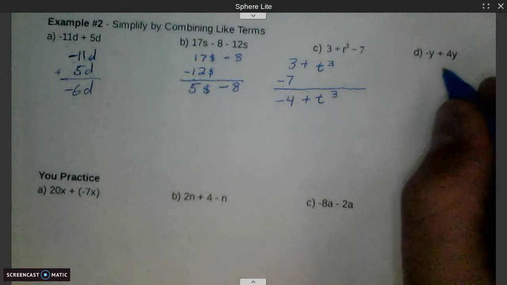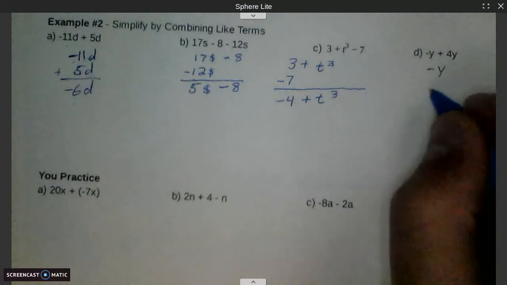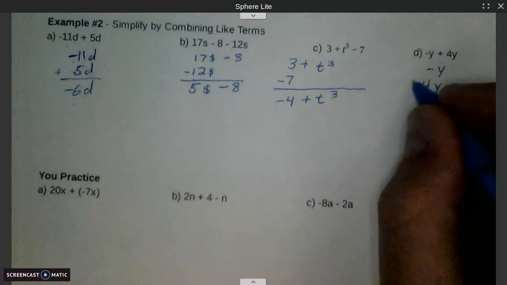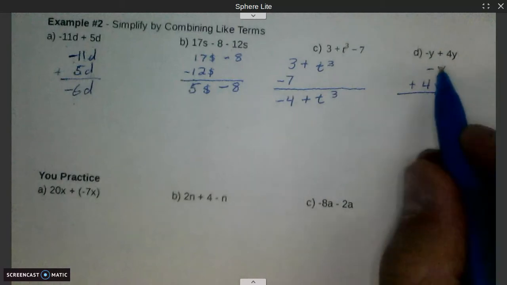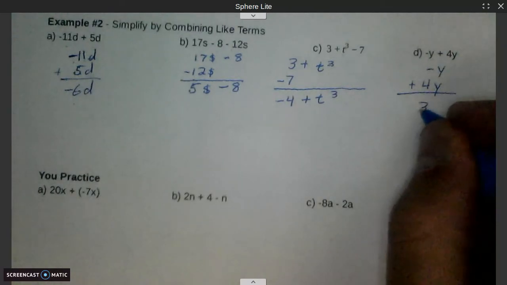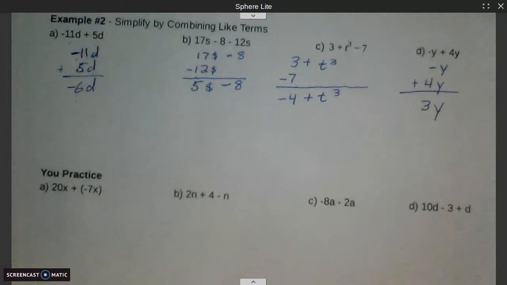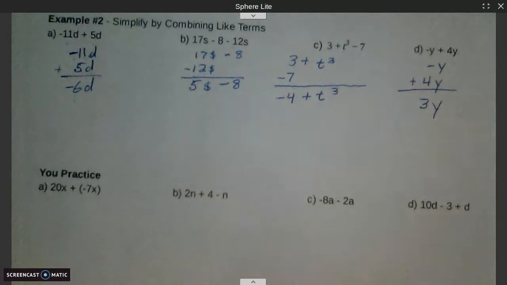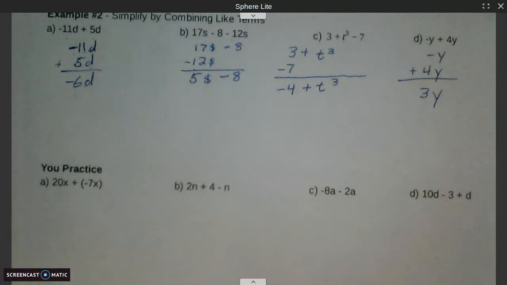On letter D, I can line up my variables. I have negative y, and then I also have a 4y, and I'm adding it. So negative y plus 4y gives me 3y. There's my answer. Now, if you've done this separately, like I said, do it however feels most comfortable to you.